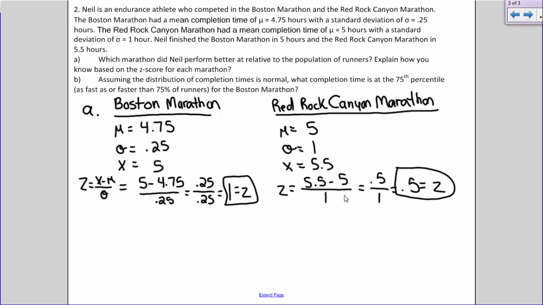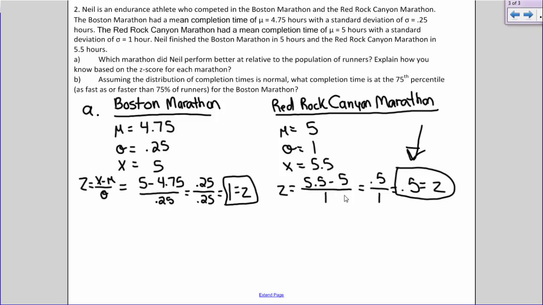Imagine if Neil finished below the mean, right? Then he'd have a negative z-score, and that's even more desirable because that means that he was faster than most people, depending on how low his z-score was. Okay, so in this case, this is the more desirable result.